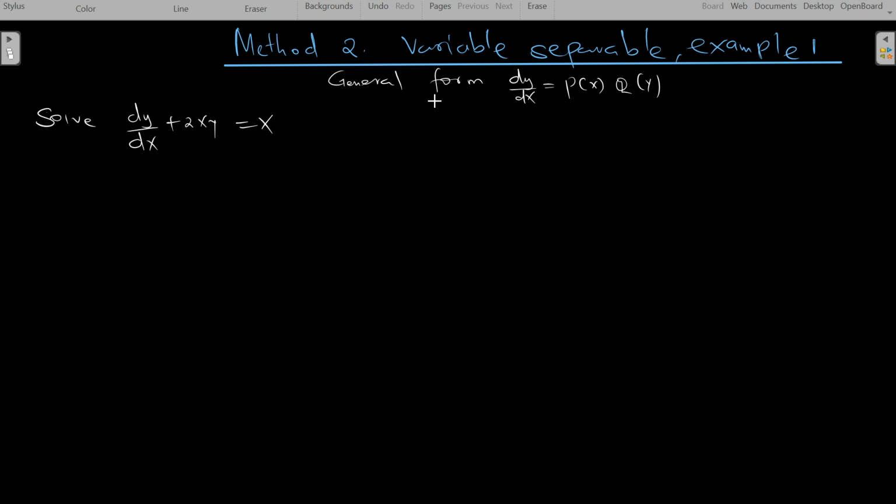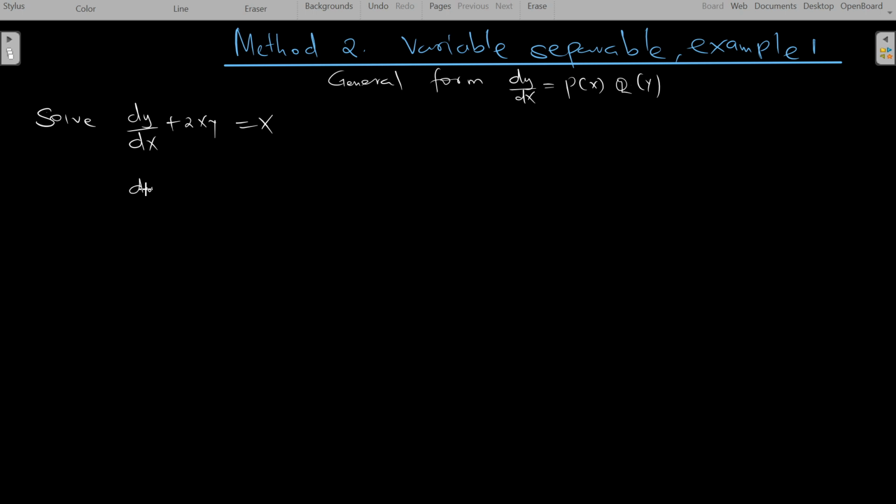So hello guys, we are using the variable separable method to solve a differential equation. Our differential equation is dy/dx + 2xy = x. Now we have the general form as dy/dx should equal p(x) and q(x). So our first method is to separate all the x's together and all the y's together.